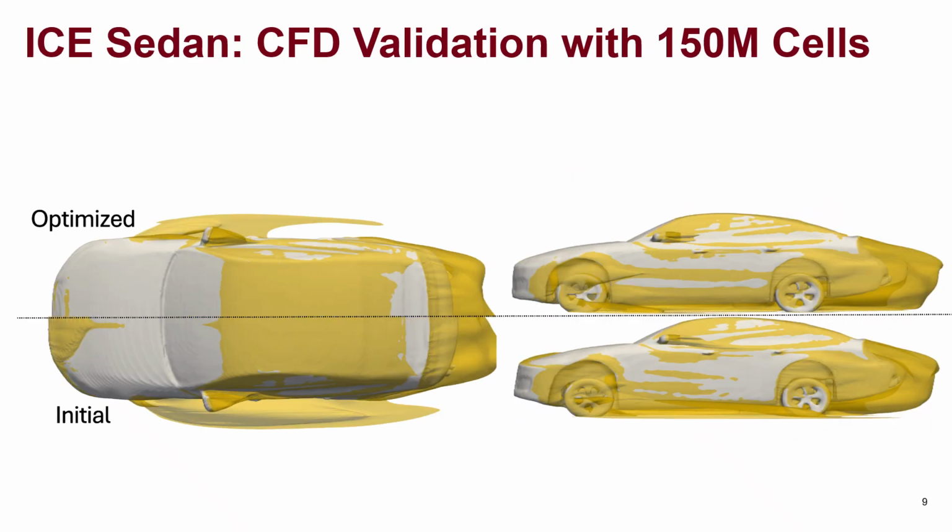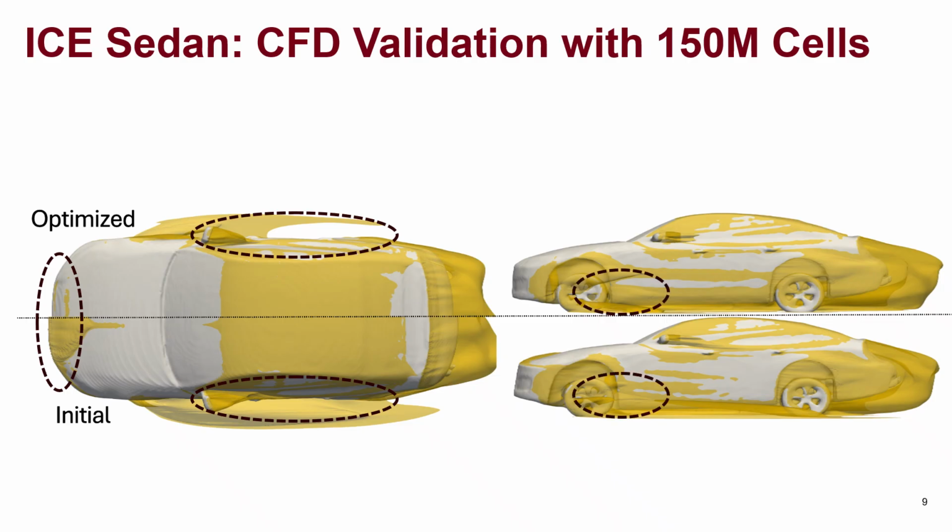For the sedan model, the optimized geometry eliminates the flow separation observed on the hood, resulting in improved flow attachment and reduced total pressure loss in the front region. The optimized design also shows a visibly reduced wake behind the side mirror and the front wheels. The wake behind the car is smaller, leading to an 11.8% reduction in the aerodynamic drag.